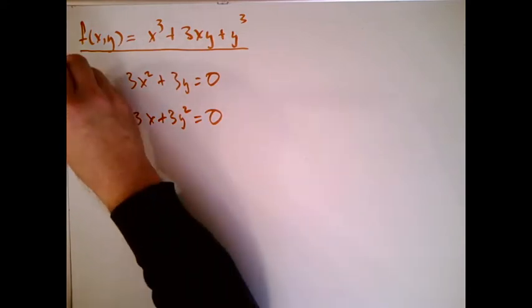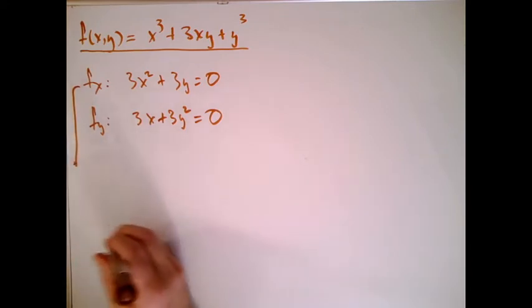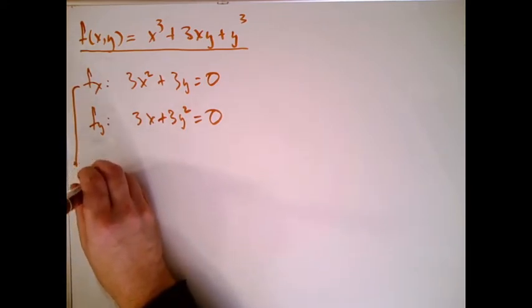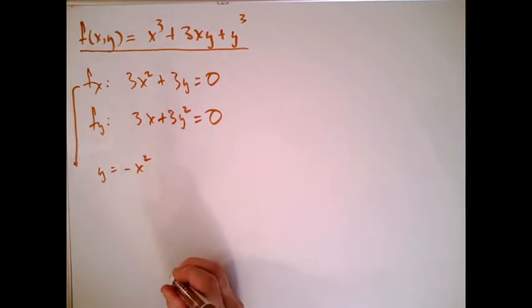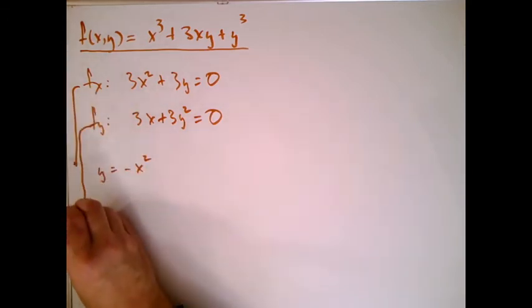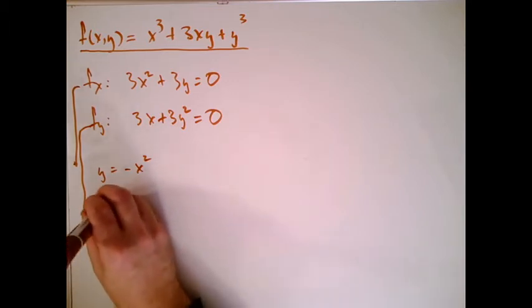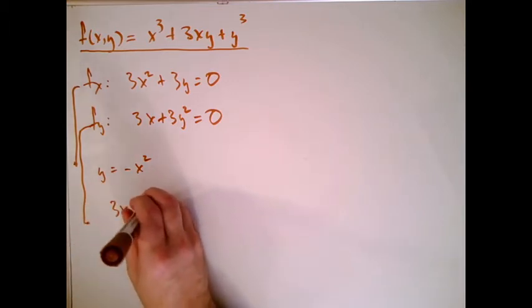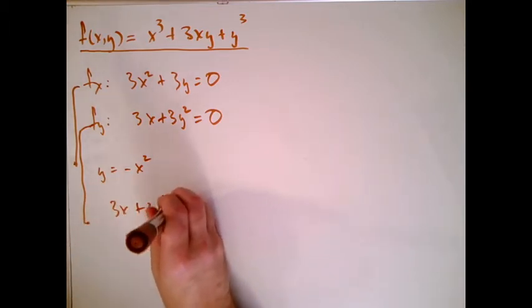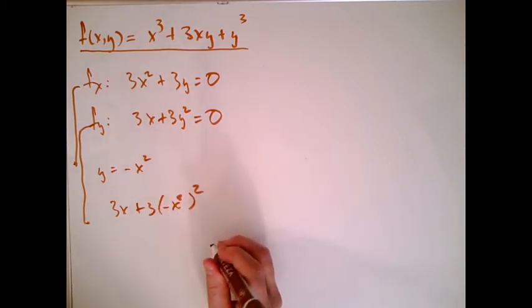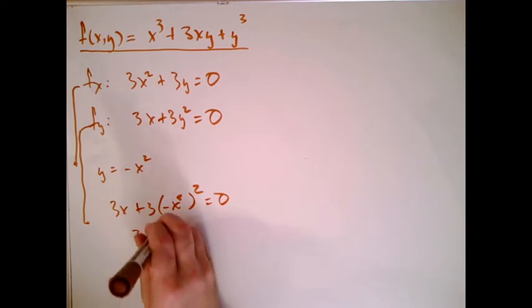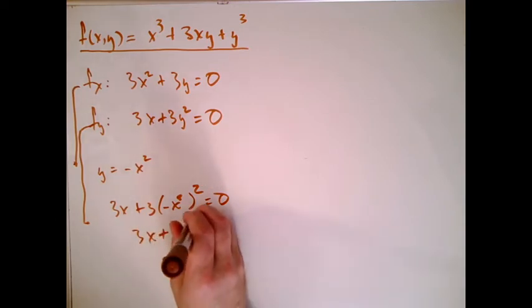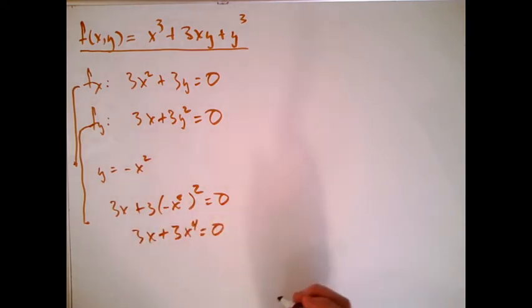What I'm going to do is look at my first equation, and I'm just going to solve for y. I'm going to get y is equal to minus x squared. And then what I'm going to do is plug that back into my second equation, so I get 3x plus 3 times minus x squared, squared, equals 0. Simplifying a little bit, I'm going to get 3x plus 3x to the fourth equals 0.